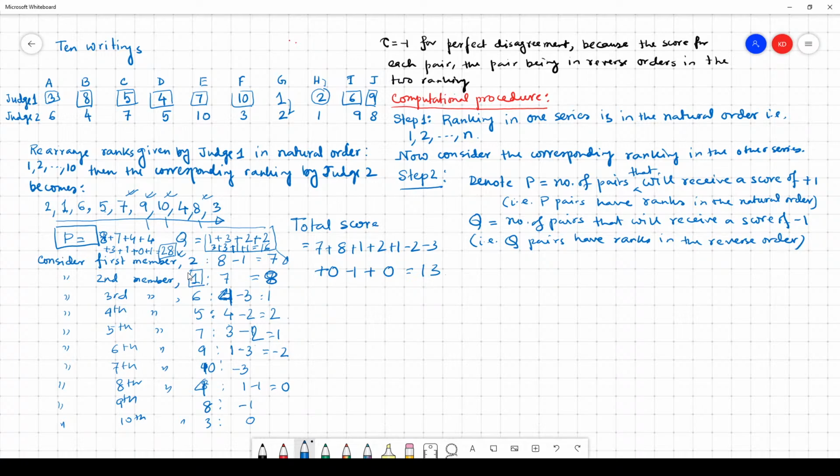P plus Q should be 55. If it is less or greater, then your computation is not correct. In the second number, P should be 8. Anushwa says P should be 8. Yes, I write P should be 8. Oh yes, thank you Anushwa, it should be 8.